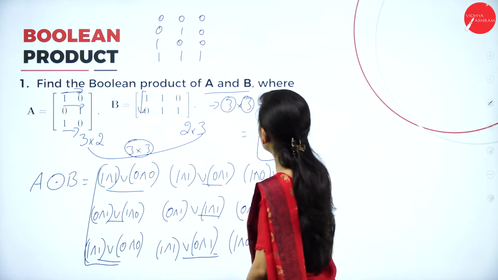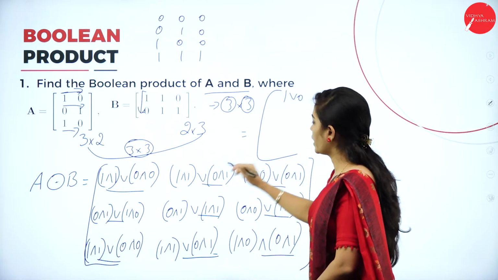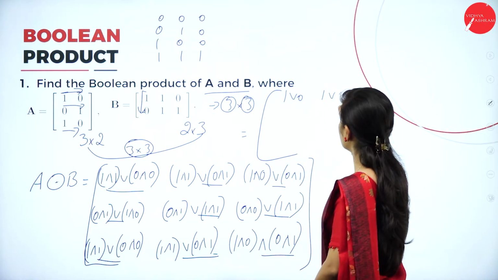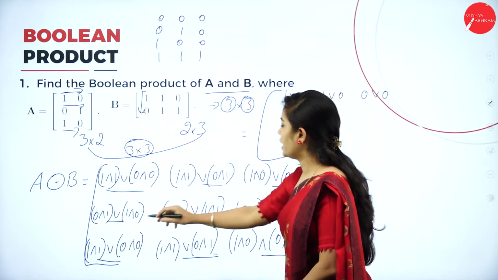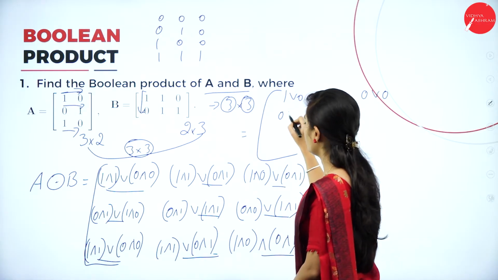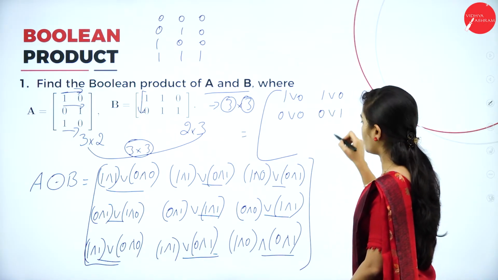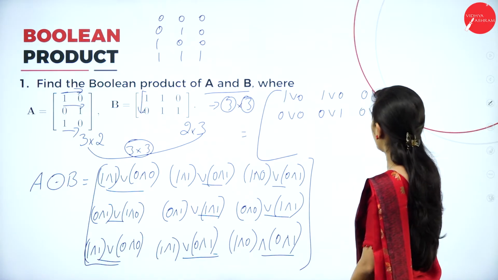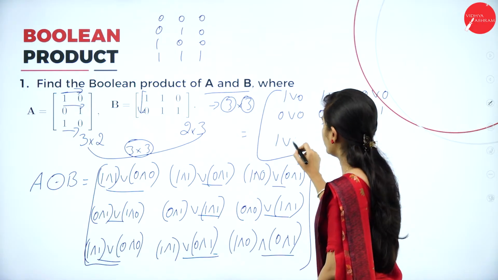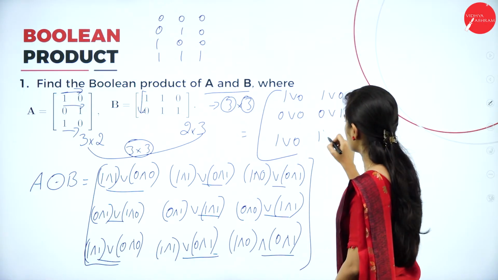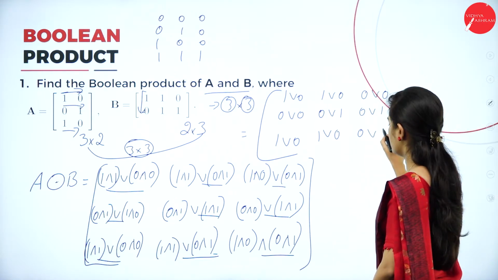1 into 1 is 1 or 0 into 0 is 0. Again 1 into 1 is 1, 0 into 1 is 0, 1 into 0 is 0, and again 0 into 1 is 0. And the next value, 0 into 1 is 0 or 1 into 0 is 0. And again 0 or 1. Third value is 0 and 1. And again the fourth value, 1 into 1 is 1 or 0 into 0 is 0. 1 into 1 is 1. 0 into 1 is 0. 1 into 0 is 0 and 0 into 1 is 0.